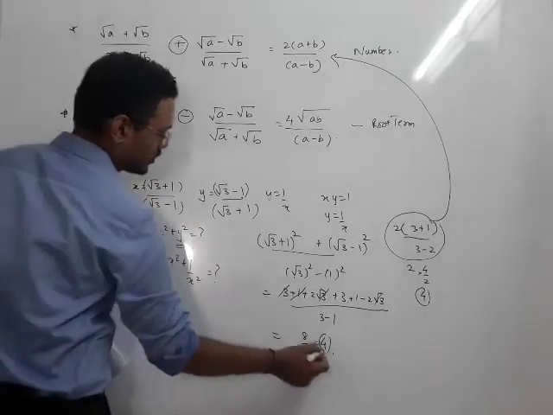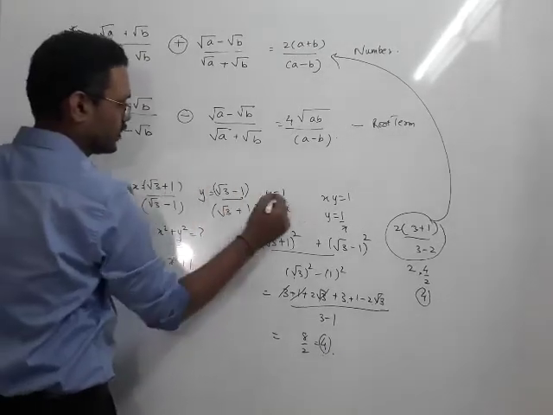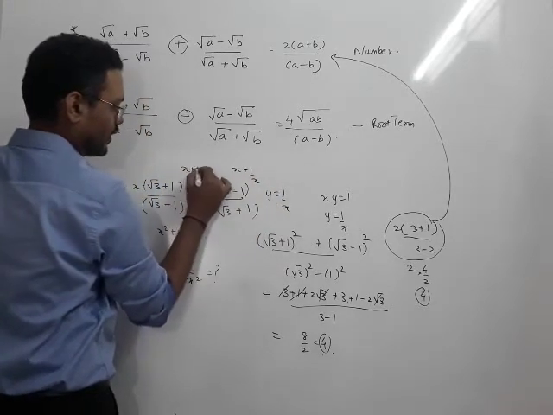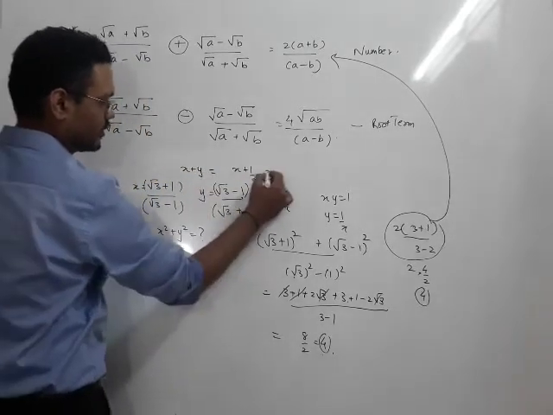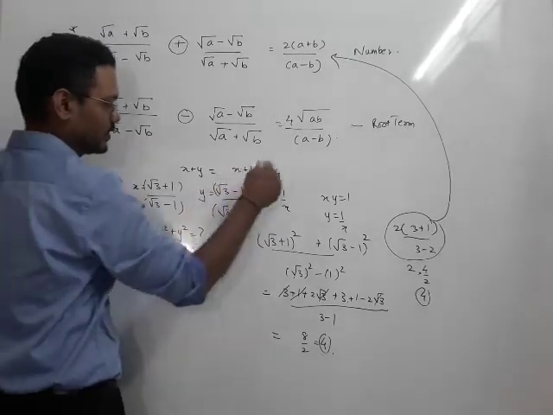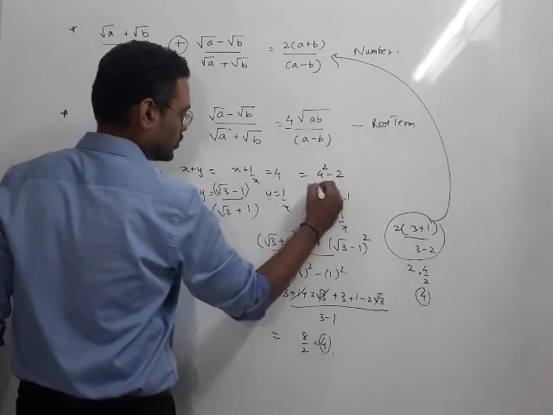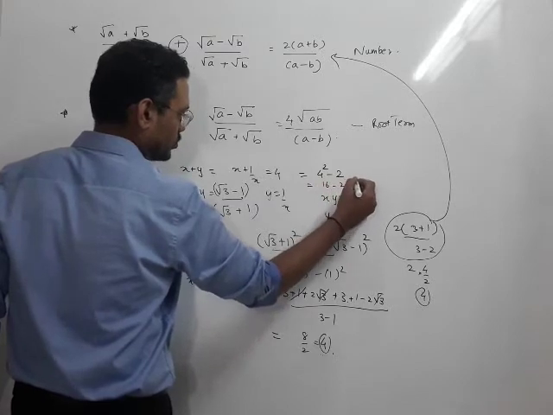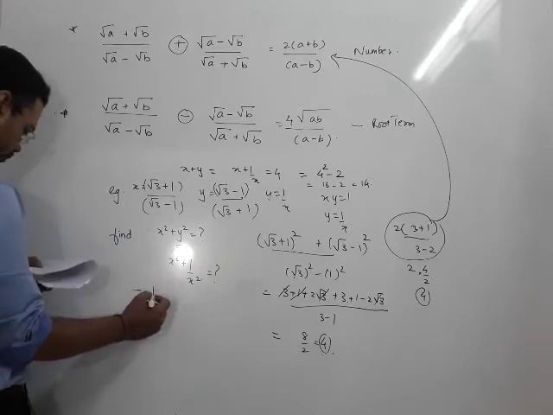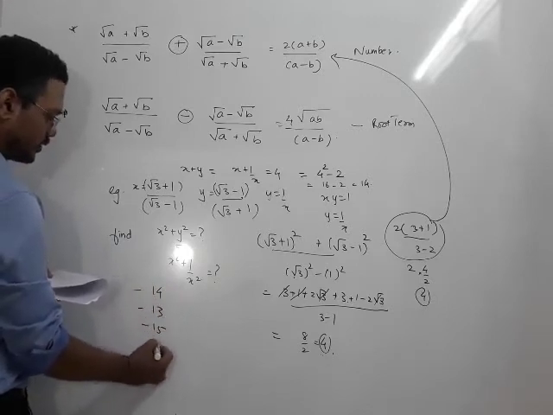Okay, what is this by the way? This is this plus this. We have only found x plus 1 by x, or x plus y, which has come as 4. What will be x square plus 1 by x square? It is a plus sign, so it will be 4 square minus 2, which is 16 minus 2, which is 14. Now let's look at the options. 14, 13, 15, 10.